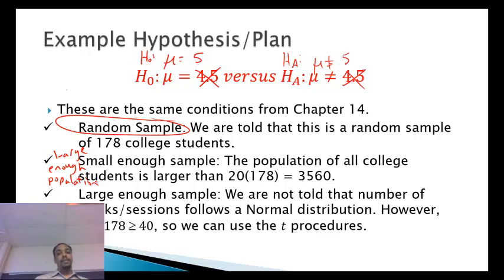Well, the population of all college students is definitely larger than 20 times the sample size, so that's no problem there. And then, of course, do we have a large enough sample? Yes, we're even told that it follows a normal distribution, okay? And we can use T. We don't know about T just yet.